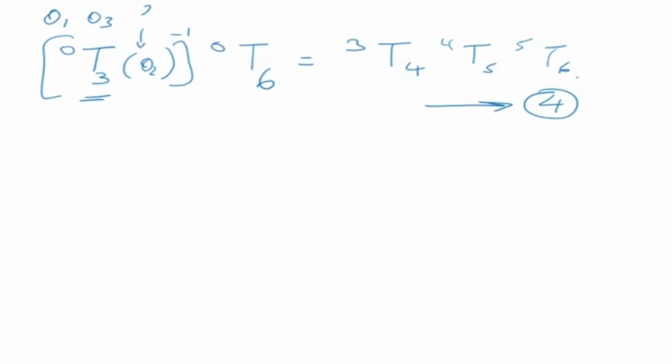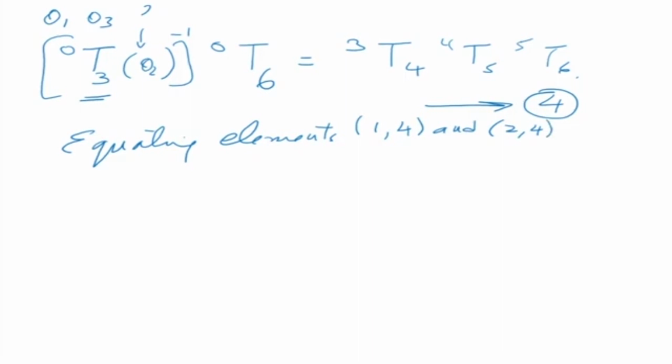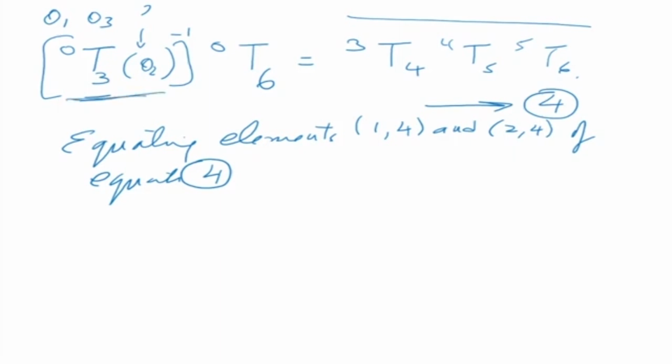Now equating elements 1, 4 and 2, 4 of equation 4. So this is my equation 4. We know what this side is. We just wrote it some time back. We know what this side is. We know this matrix, so we can take its inverse. Theta 1, theta 2 is already known. So we take the 1, 4 element and 2, 4 element of this equation.